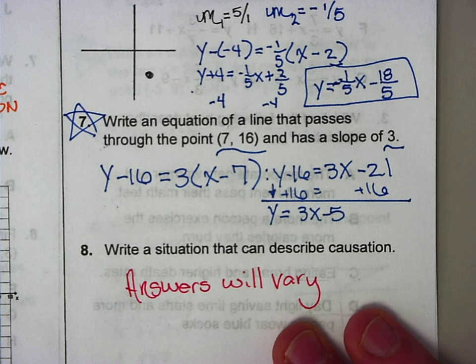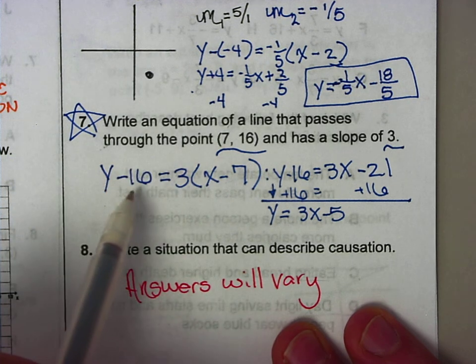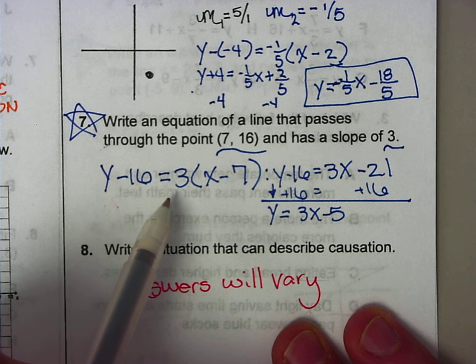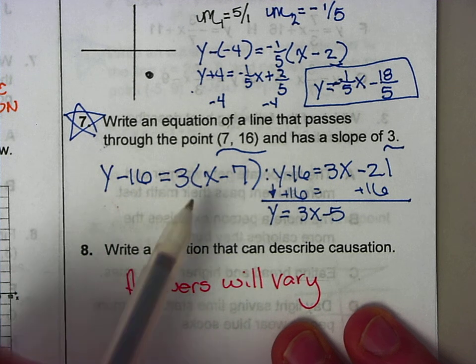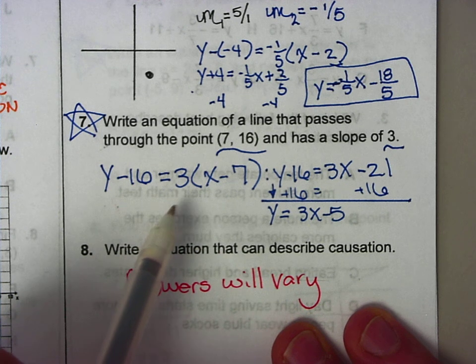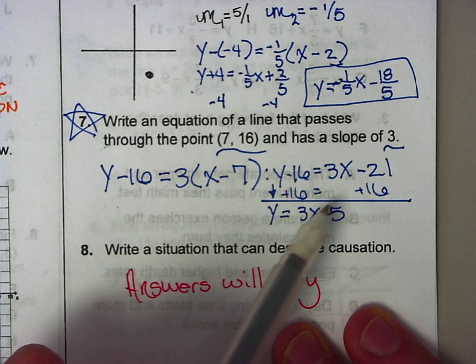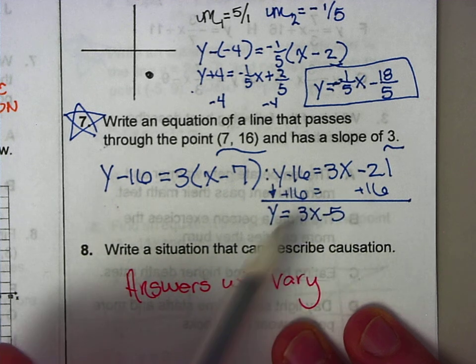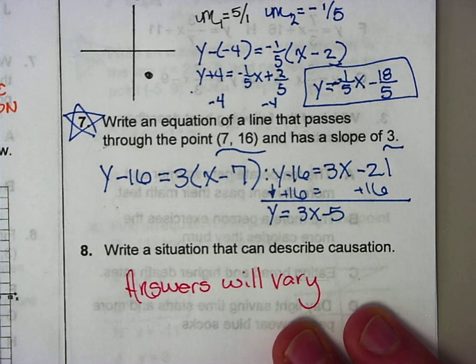And for number 7, write an equation of a line that passes through the point 7, 16 and has a slope of 3. Once again, you have a point, you have a slope, use the point slope formula. So y minus my y value, which was a +16, equals m, or my slope, 3, parentheses, x minus my x value, which is +7. I use the distributive property on the right-hand side to get 3x minus 21. I isolated the y by adding 16 to both sides, and I get y equals 3x minus 5.